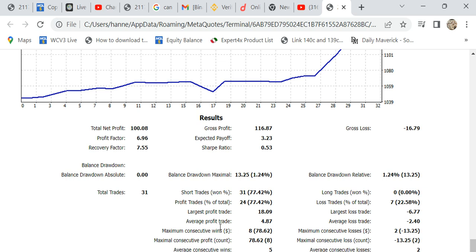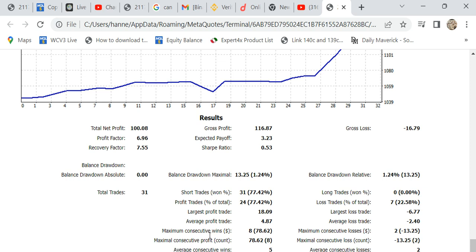The average profit rate, this is a very important ratio, that and the percentage of profit rates. If your average profit rates are bigger than your average loss rates, you're in the pound seats. Even if you only win 50%, you would still have a winning robot.